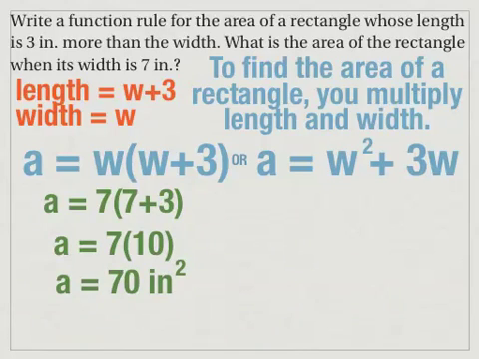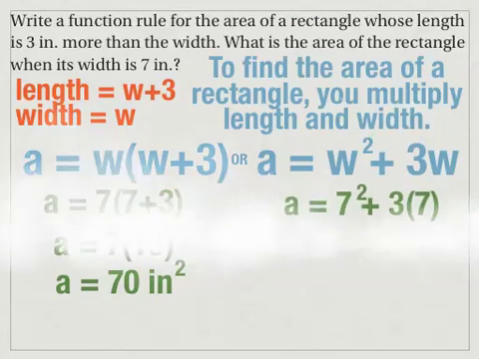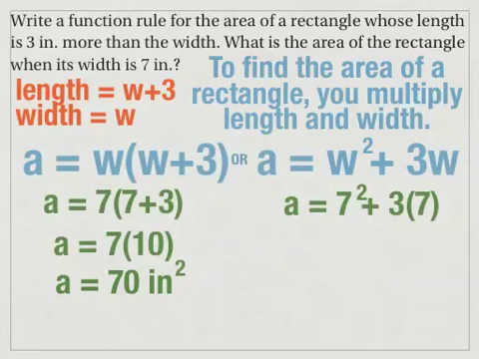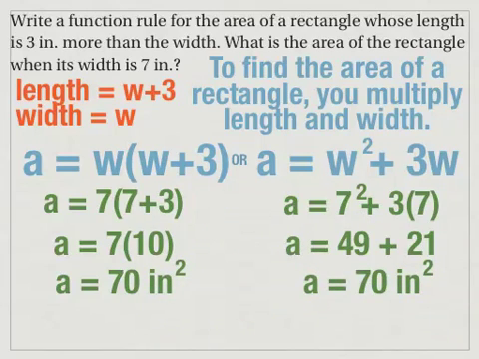Now, looking at the equation on the right, A equals W squared plus 3W. Again, I'm going to plug in 7 because they ask me what the area of the rectangle is when the width is 7. In this case, I need to do the exponent first. 7 squared is 49, plus the 3 times 7 is 21. Well, 49 plus 21 is, again, 70 inches squared.